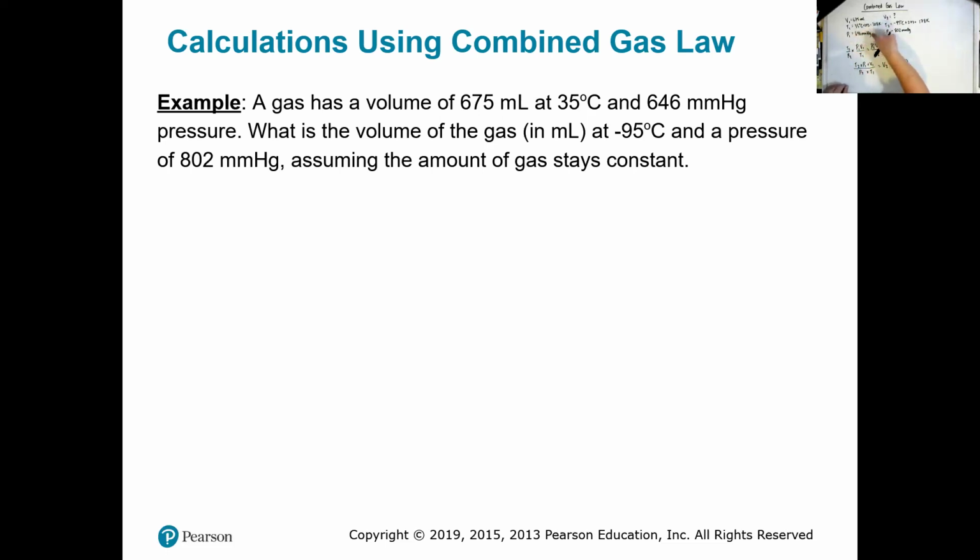P1, 646 millimeters of mercury. V1, 675 milliliters. Divided by P2, 802 millimeters of mercury. Divided by T1, 308 Kelvin.